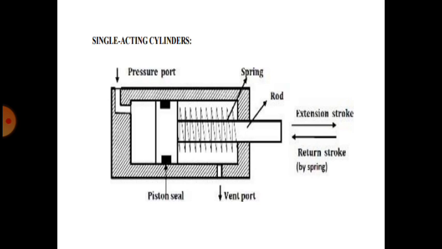So in the figure you can see a single acting cylinder. A single acting cylinder is the basic linear actuator widely used in hydraulic systems to produce linear motion in one direction. It consists of a cylinder, a piston rod, and an inlet port for the fluid at the piston end.